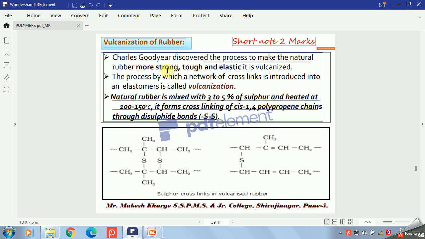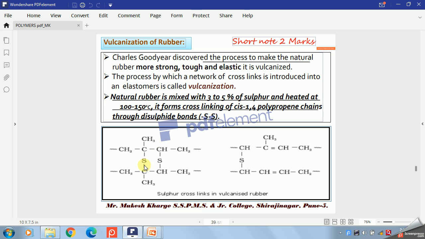That's why there is a need of vulcanization. So what is vulcanization? The process by which a network of cross links is introduced into an elastomer is called vulcanization. So natural rubber is mixed with 3 to 5% of sulfur, and it is heated at 100 to 150 degrees centigrade. It forms a cross-linking of cis-1,4 polyisoprene chains through disulfide bonds.